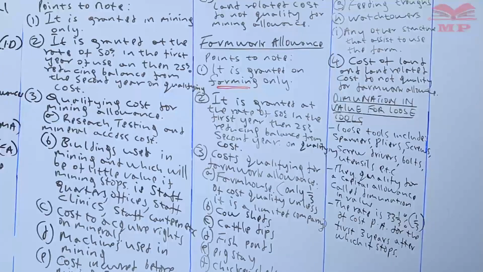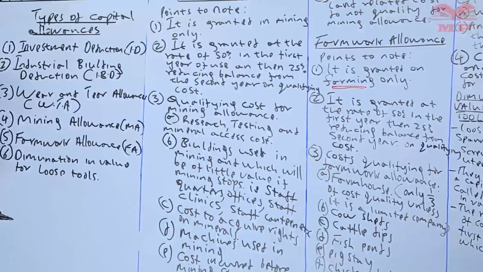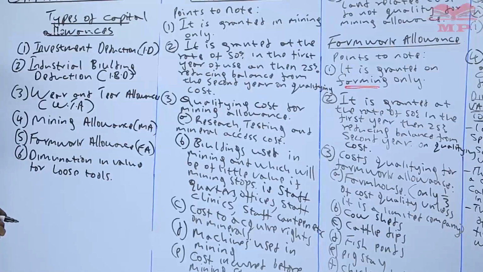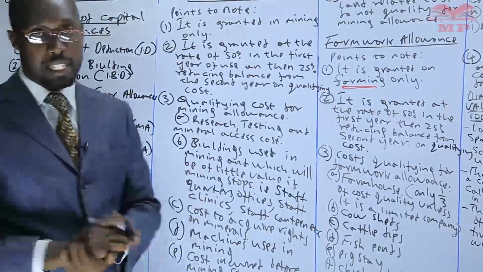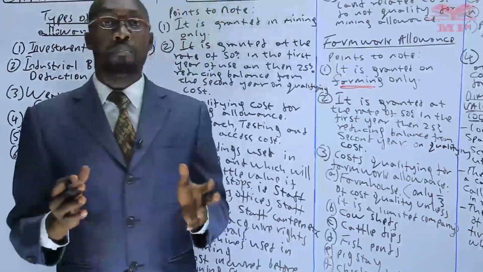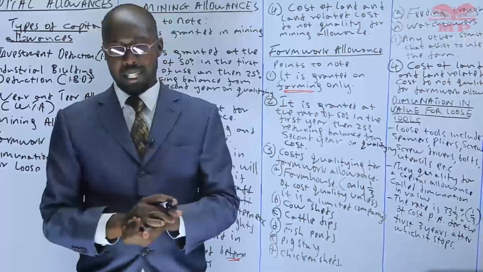And we have now looked at all the capital allowances that are usually claimed in the business for capital expenditure that are incurred in the business. So this one brings us to the end of this topic of the capital allowances.